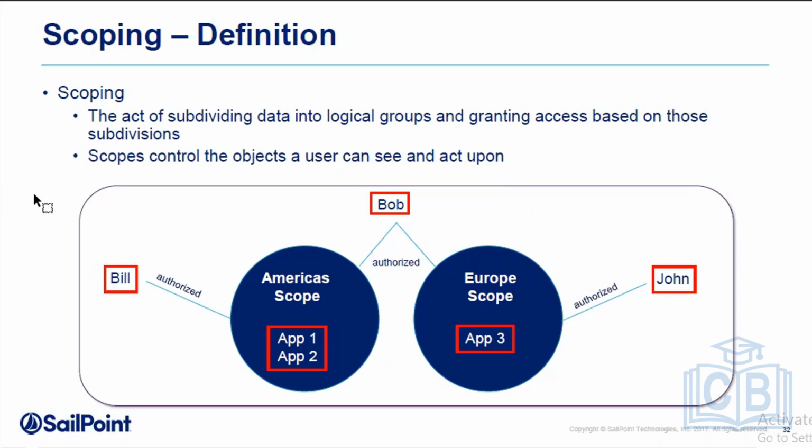So you can see Bill is authorized to application one and application two. John is authorized to application three. Whereas Bob is authorized to all three applications. So here Bill cannot access application three data. John cannot access application one and two data. So that is the intention of scoping.